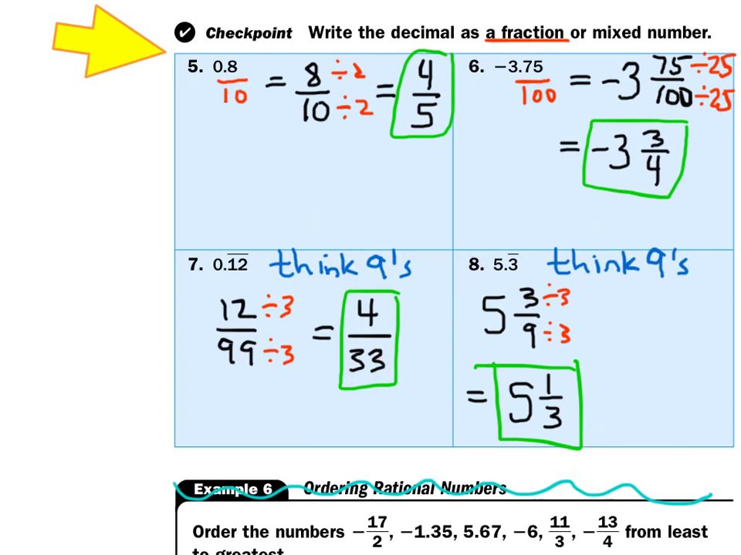Take a look at number 8. 5.3 with a bar over the 3 only. Well, since the 5 is in front of the decimal, I put a giant 5 in front of my answer. And since there's a bar, I think nines. I see one number repeating, so I put one 9 on the bottom. So 3 over 9 could be reduced to 1/3. So it's 5 and 1/3.